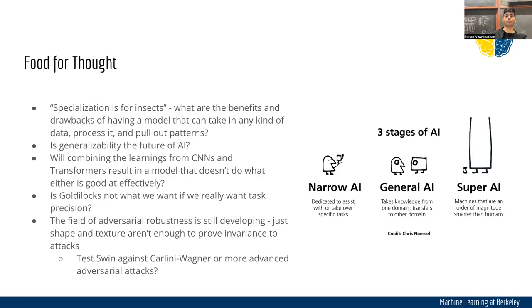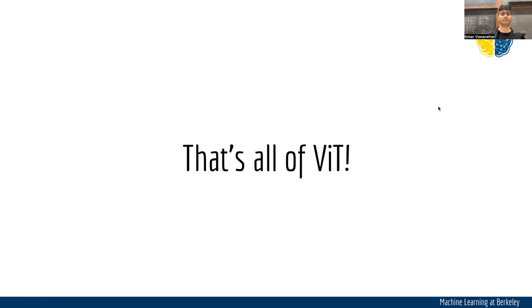Overall, the field of adversarial robustness is still developing. Just shape and texture aren't enough features to prove invariance to certain attacks. So some other future stages can be testing SWIN against Carlini-Wagner or more advanced adversarial attacks. That's basically it. That is all of it.